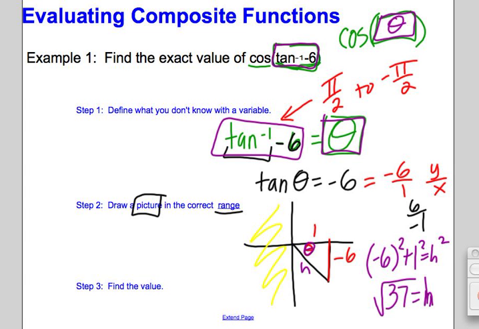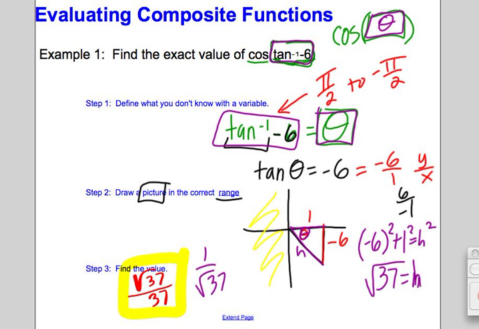And that is going to be, the cosine of this angle is 1 over square root of 37. So the answer is 1 over square root of 37. But I want to make it proper, so I'm going to multiply top and bottom by square root of 37. So I'm going to get square root of 37 over 37. This is the correct answer for this problem.